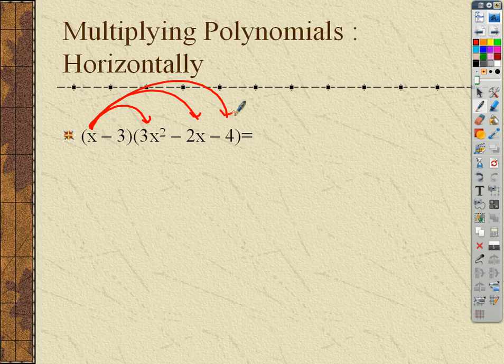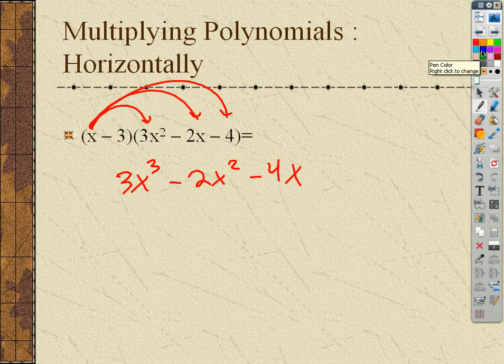X times 3x squared is... x times negative 2x. Negative 2x squared, I hear. X times negative 4. And notice that I'm putting these in those same columns again. And then when we add these up, I could just string these all out in a row if I want to. That's fine. And then add up like terms.